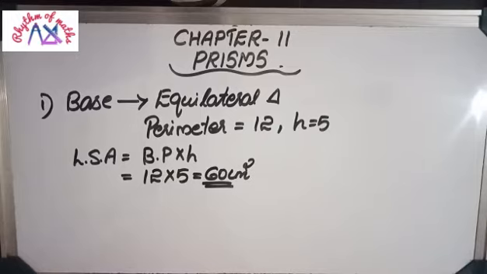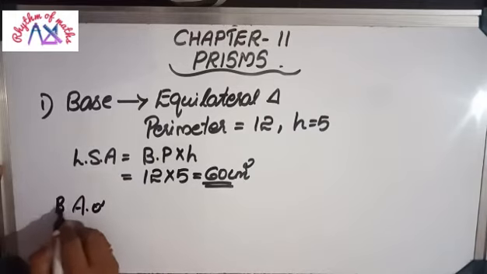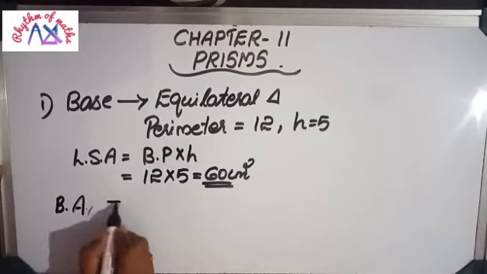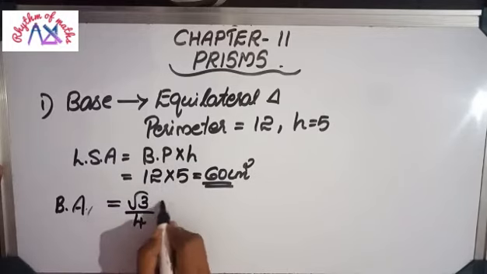Now let's find the base area. The base area is the area of an equilateral triangle. So base area equals the area of an equilateral triangle. The equation is root 3 by 4 a square.